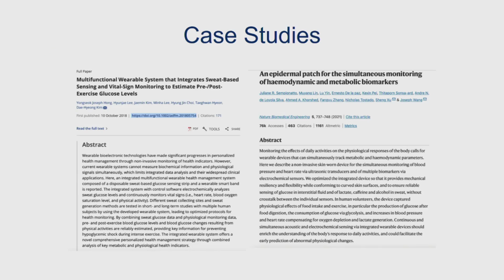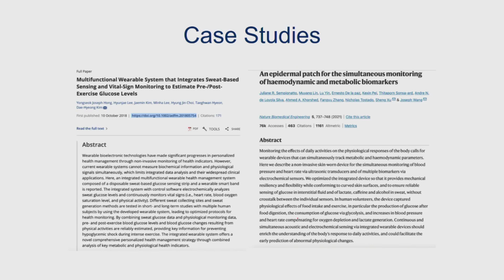This paper is available for you through the organizers. And then there's a second paper, published in 2021 in Nature Biomedical Engineering, another journal that all of us aspire to publish in. This is by Joe Wang's group, and it is about an epidermal patch used for simultaneous monitoring of hemodynamic and metabolic biomarkers. When I say metabolic biomarkers, I'm mainly talking about glucose, lactate, again urea, ketones, and sometimes they have also been used for monitoring alcohol as well.